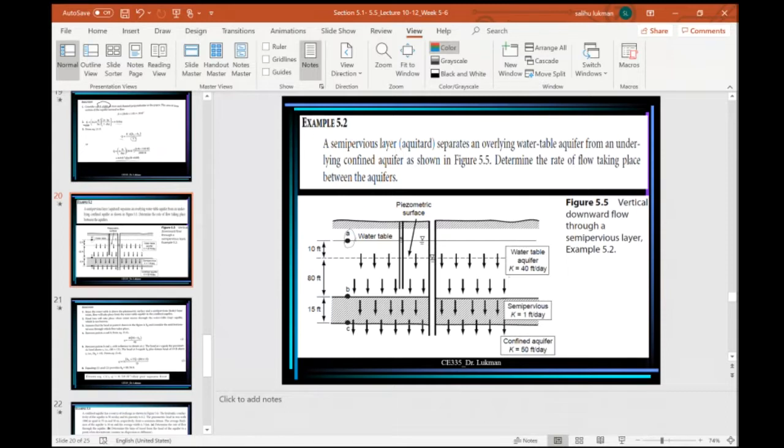the unconfined aquifer, the water can travel up to 40 feet per day, and in the confined aquifer, it can travel up to 50 feet per day. So it definitely tells you that water can easily move in the confined and unconfined aquifer than in the semi-pervious aquifer. This is the practical meaning of these different values of the hydraulic conductivity. So now, here we want to determine the vertical downward flow through a semi-pervious layer.